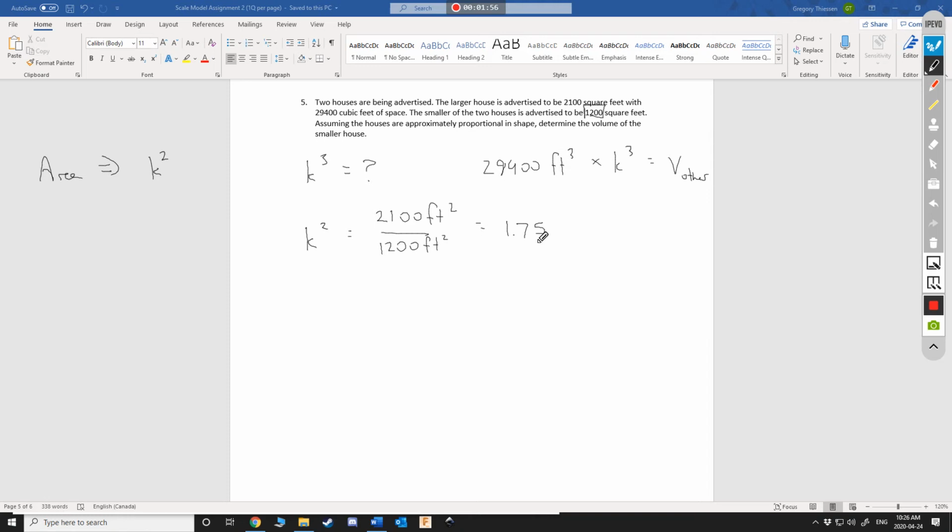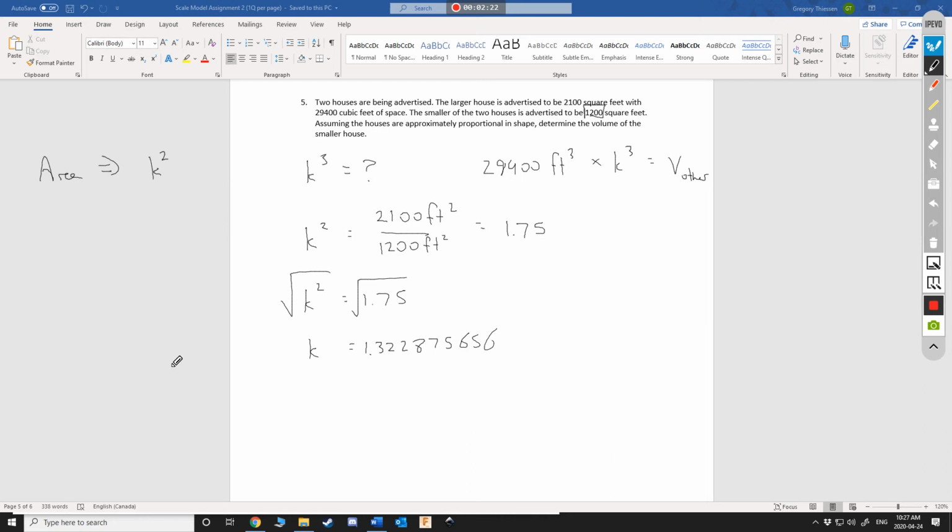So we do a little bit of mathematical manipulation. If we take our k squared and first square root it, we'll cancel out the square part. The square root will cancel with the square. So the square root of 1.75 is equal to 1.322875656, and so on.